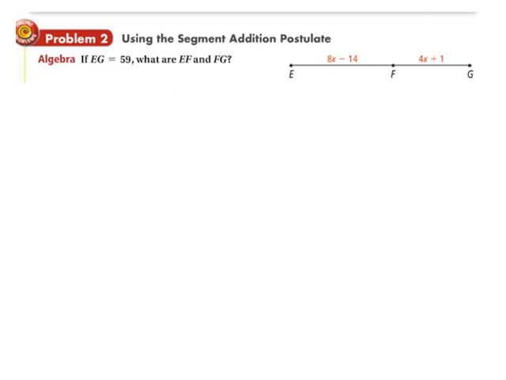Okay, time for us to do problem 2 using the segment addition. It tells you that EG, that's from here to here, is equal to 59. It wants to know what is EF and what is FG. If you think about the segment addition, EF plus FG, those two segments together make EG.